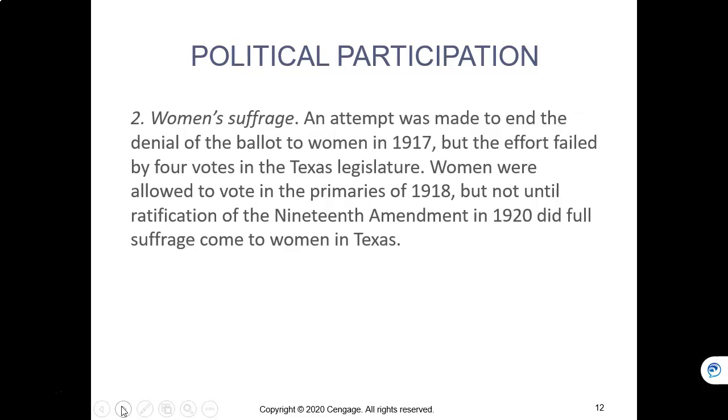Women were not able to vote in the United States until 1920, when the 19th Amendment was finally ratified. Remember that women in Texas were able to vote in primaries starting in 1918 due to the Texas suffragette movement led by, among other people, Minnie Fisher Cunningham. So white women were able to vote starting in 1918, and then the 19th Amendment was ratified in 1920, and so women got the right to vote.